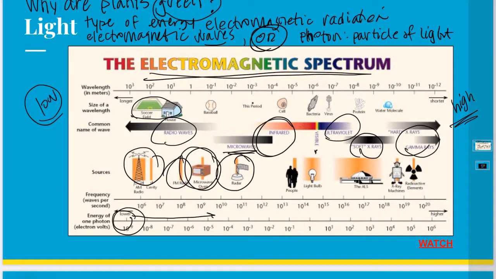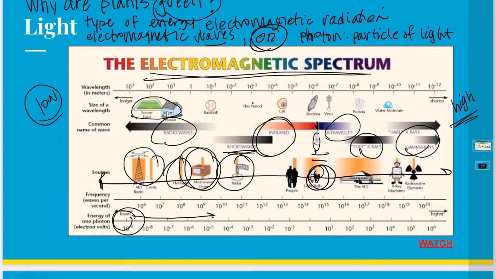Now, the part that we're going to talk about now, again, remember the original question is, why are plants green? This part in the middle right here, this really, really thin sliver, is visible light. And essentially you can see that we're actually almost blind. We can't see anything to the left of that, and we can't see anything to the right of that. We can only see a very, very narrow range of the electromagnetic spectrum.